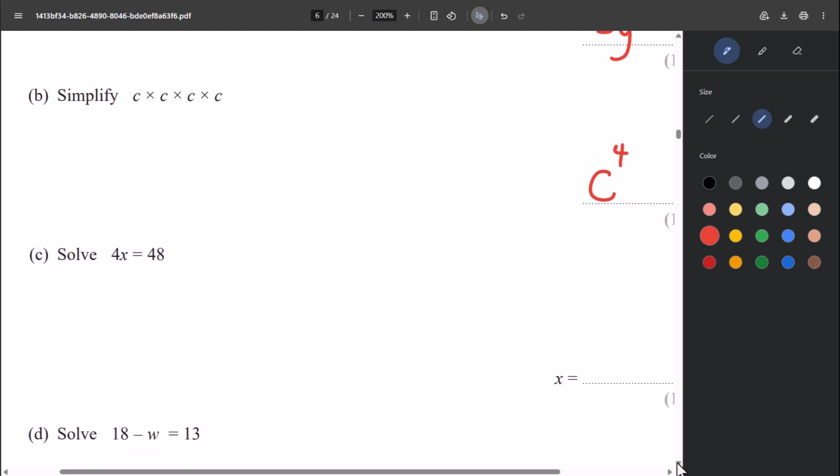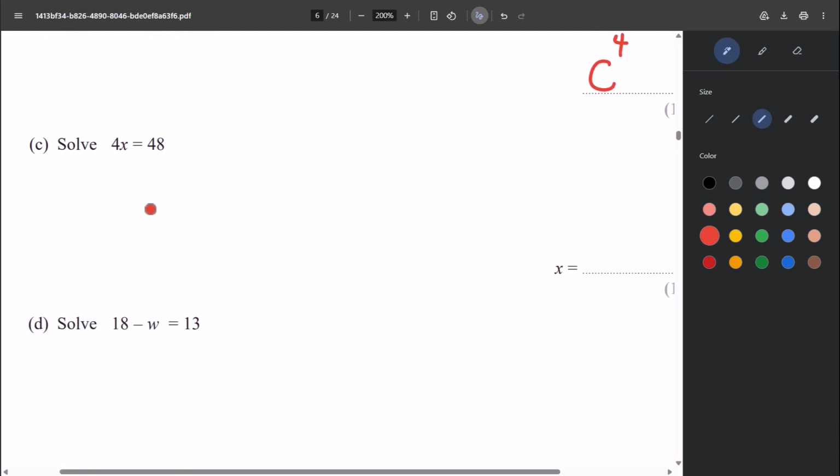And next, you got part C, a linear equation, and we need to solve 4x equals 48. Now, what you simply do here is divide by 4 on both sides. So you got 4x equals 48. You divide both sides by 4, and of course, the 4 cancels out the 4, leaving x on the left side. And of course, 48 divided by 4 will be 12. So x will be 12.